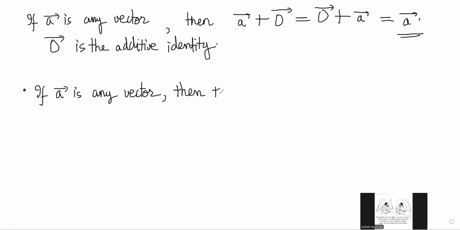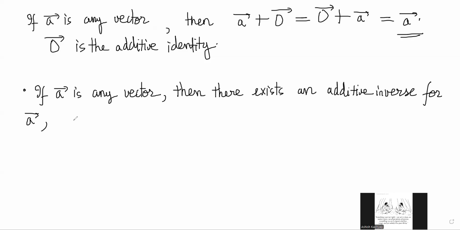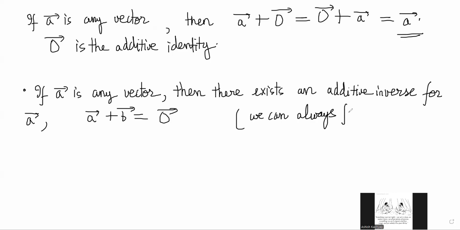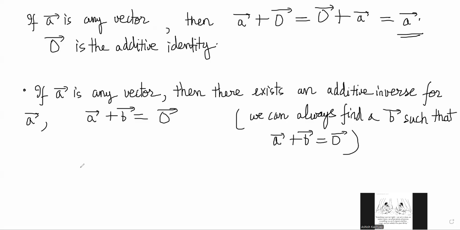Then there exists an additive inverse for A vector. What is an additive inverse? Basically, what I'm saying is A plus B will be equal to 0 vector. So we can always find a B vector such that A plus B is equal to 0 vector, right?